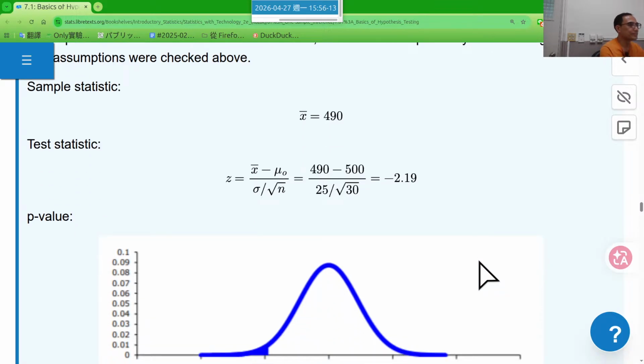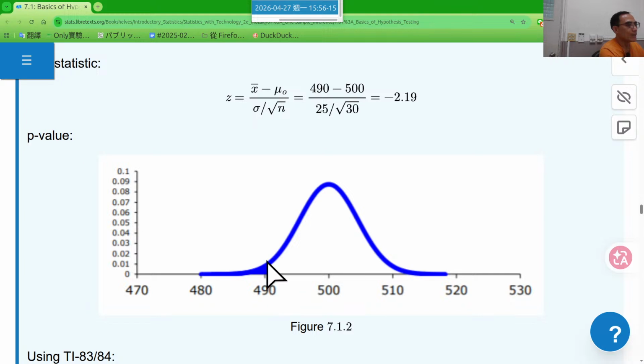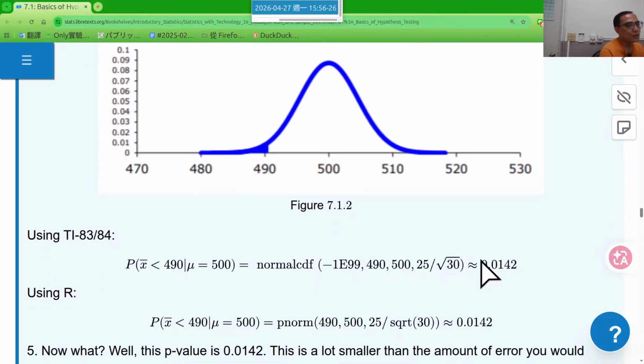And here, the location is here. And the area under this curve on the left, that is 0.142. Okay, let me stop here.